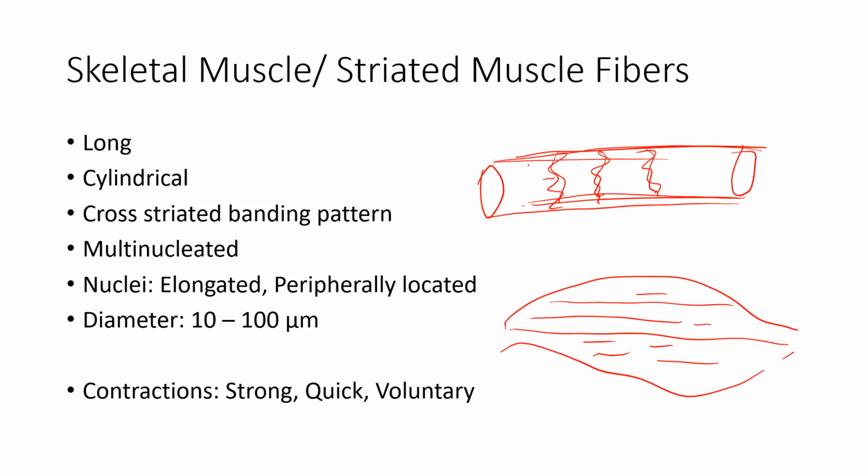And one cell has a lot of nuclei, right? And these nuclei are elongated and are found at the periphery of the cells. The diameter of these cells can range from 10 to 100 micrometers. And the contractions are strong, quick, and voluntary. They are controlled by conscious control.